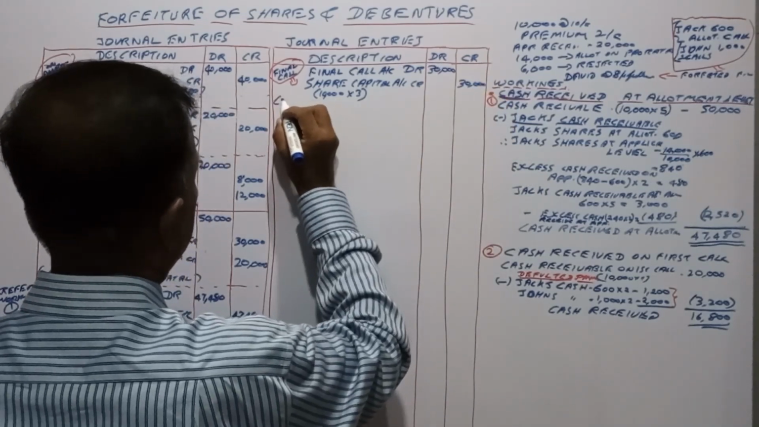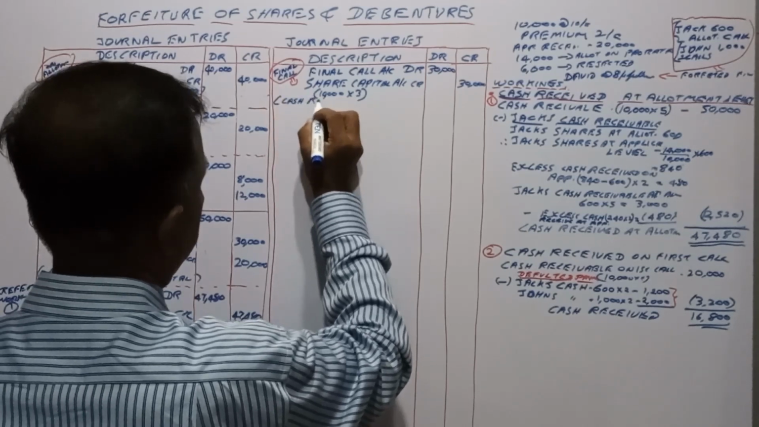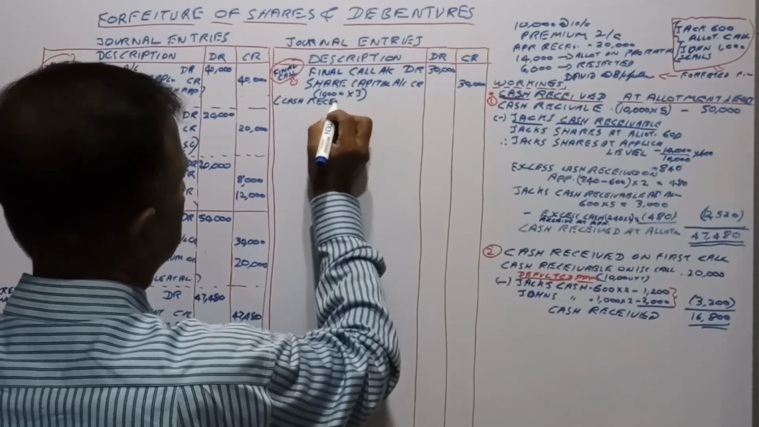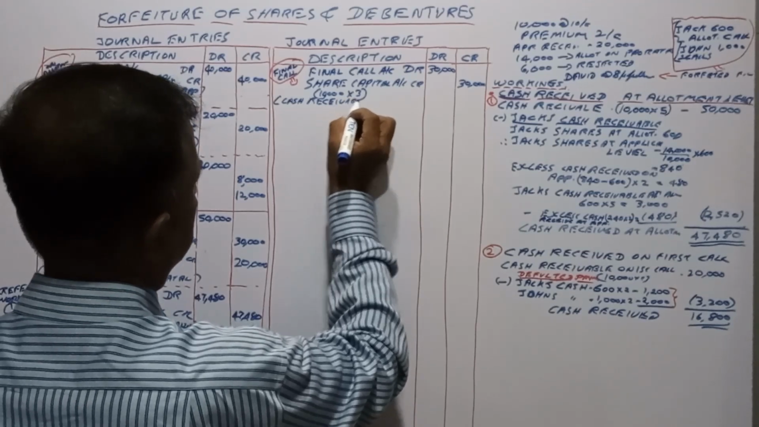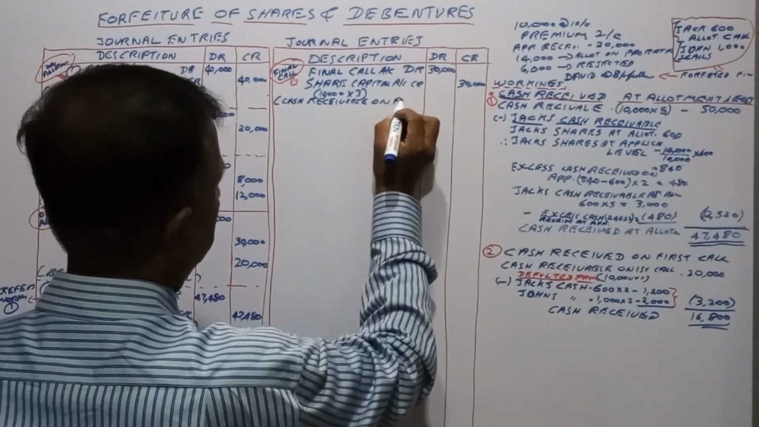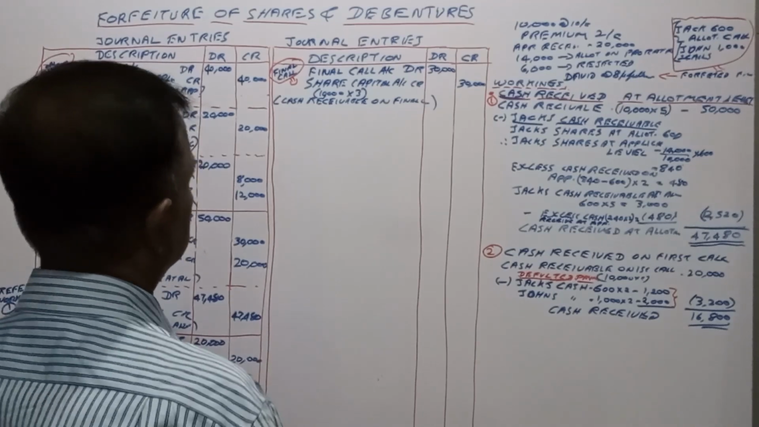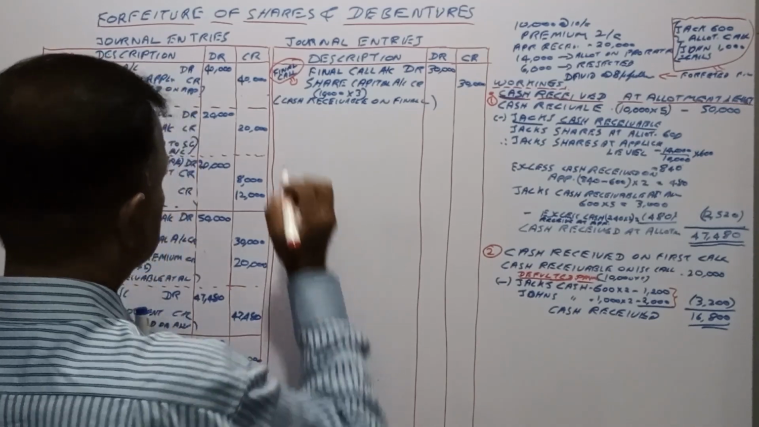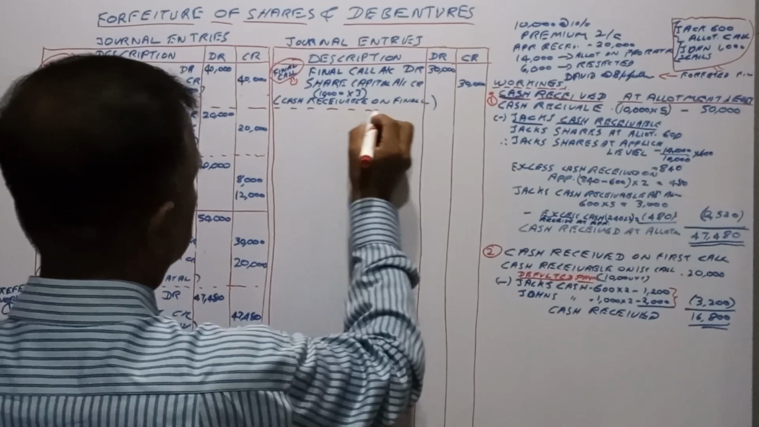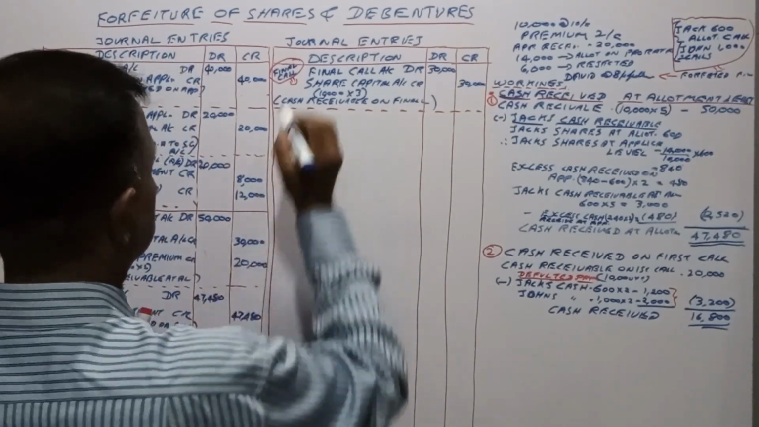Here you will write cash receivable on final call, right? This is one. This is eighth journal entry.